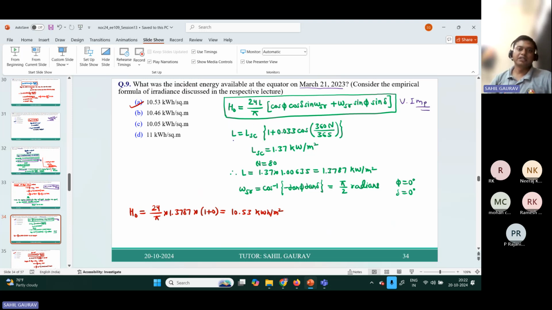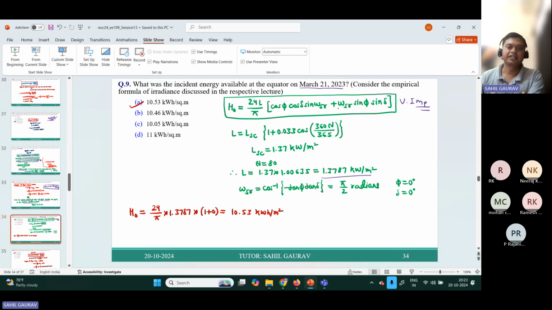First we will find the insolation on that day. So the insolation on that day will be Ls into 1 plus 0.033 cos of 360 n upon 365. We know the standard insolation is 1.37 kilowatt per meter square, and n is 80. So we will get the L value as 1.3787 kilowatt per meter square. Omega SR is 5.2 radians. Now you substitute this omega SR here, and you will get the H naught value.